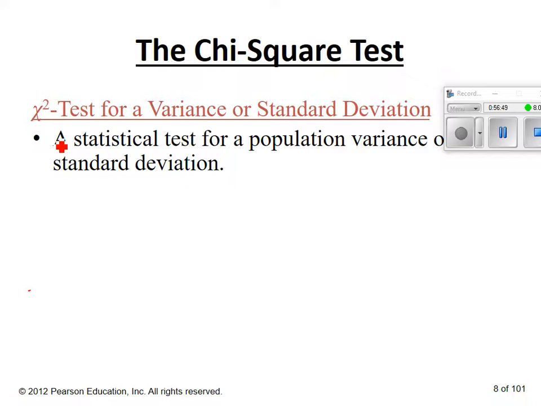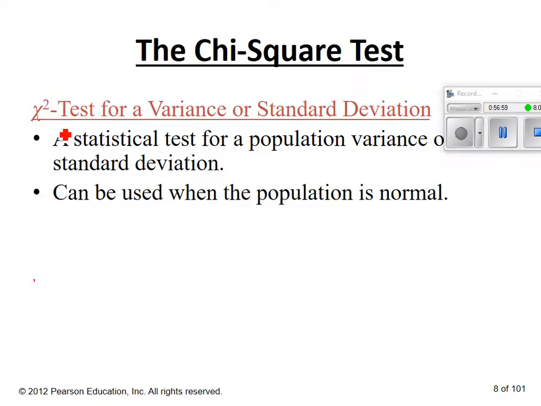Alright. To test a variance or standard deviation, I wouldn't write any of this down. The statistical test for a population variance or standard deviation is your chi-square test. You can use it when the population is normal. There is one thing on here I think we're going to write down. The test statistic is your s squared. Remember, that's your variance for the sample.